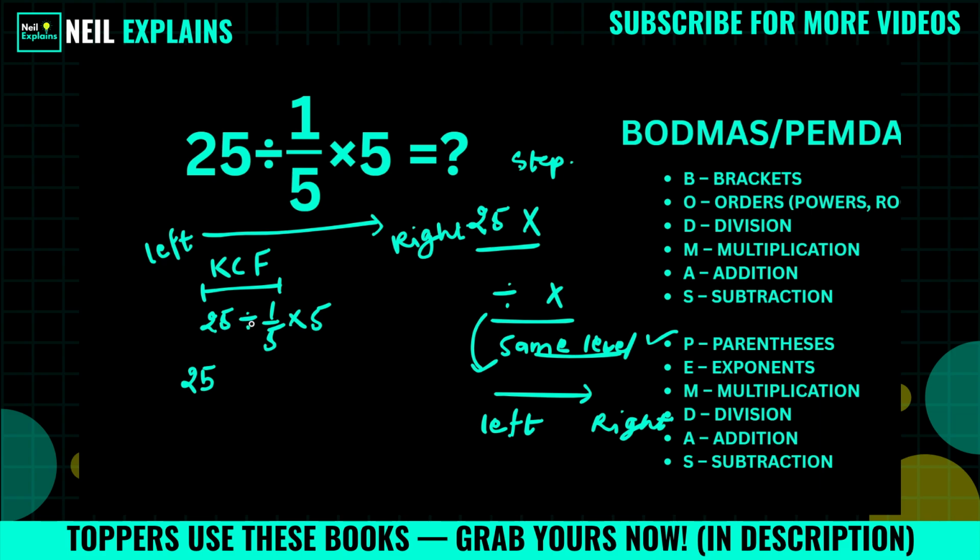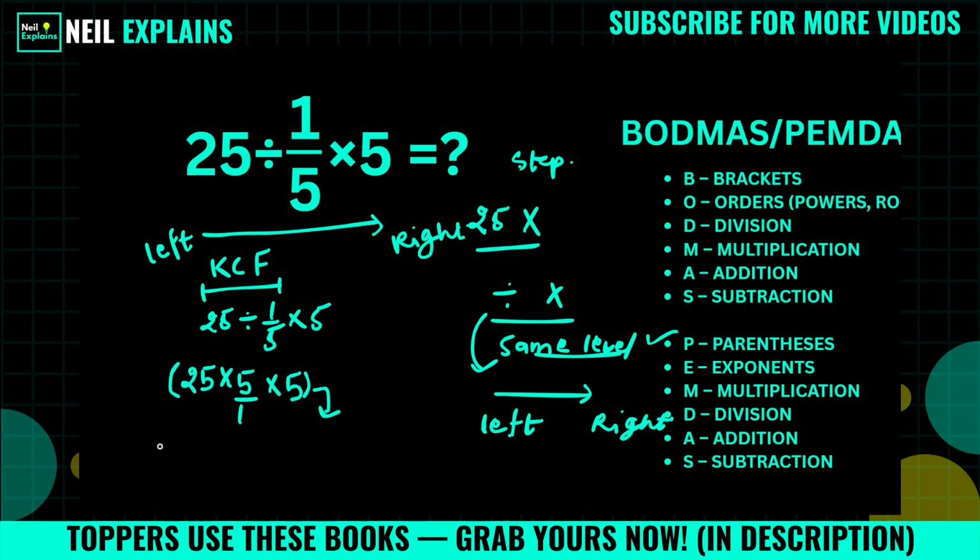So as you know, by the keep rule, 25 will be kept as whatever is written on the left. Divide will be changed into multiplication, and we will flip 1 by 5 to 5 by 1. So simply 5, you can write 5. I am writing 5 by 1. Understand? And write the same question.